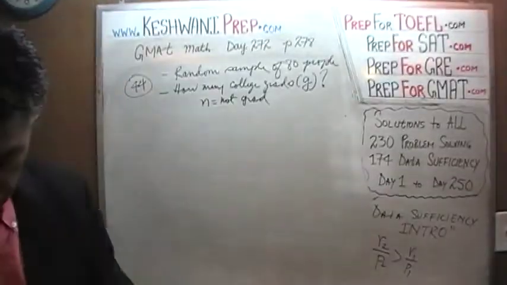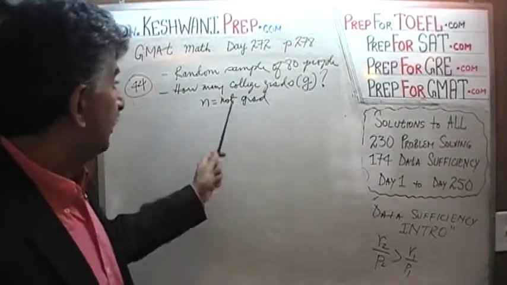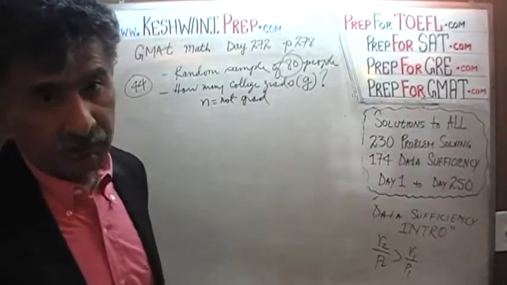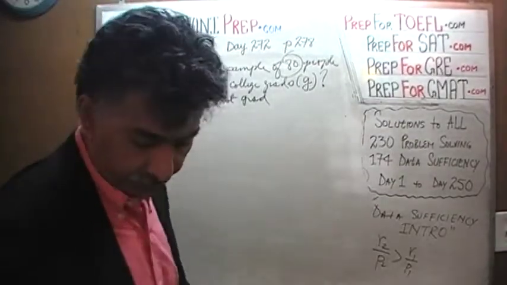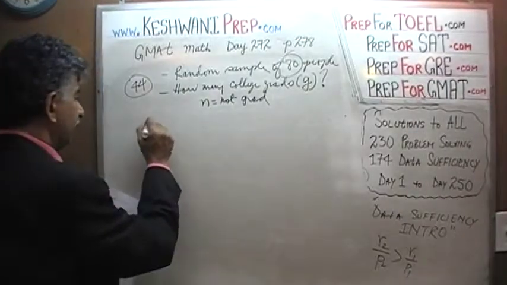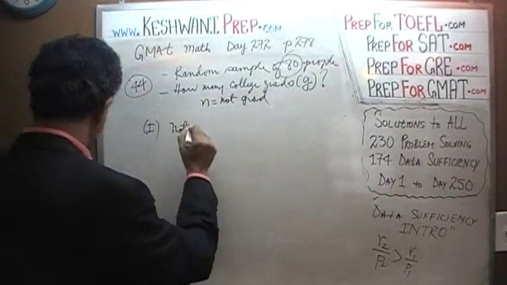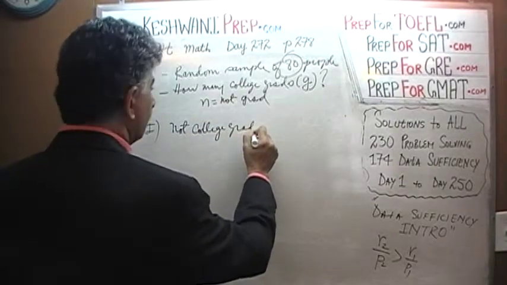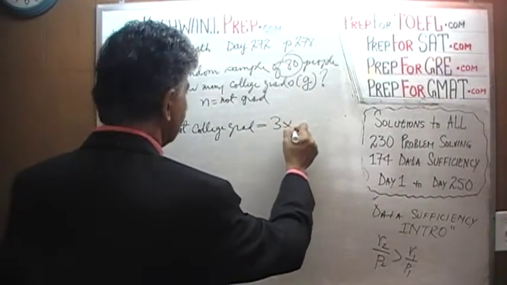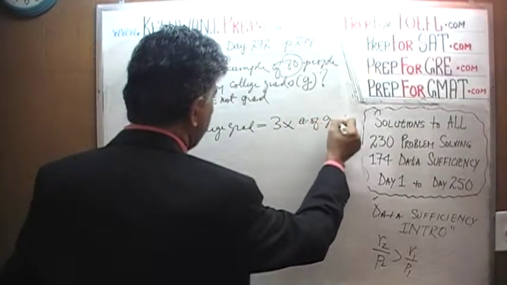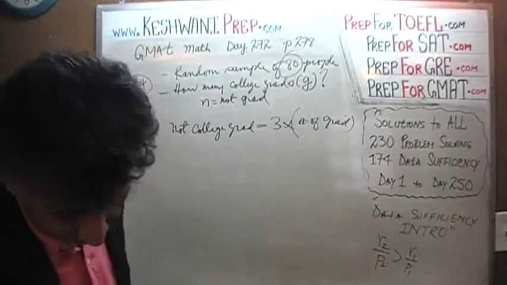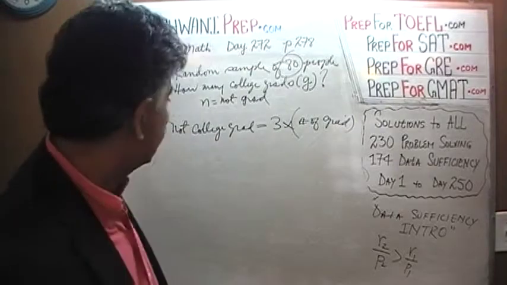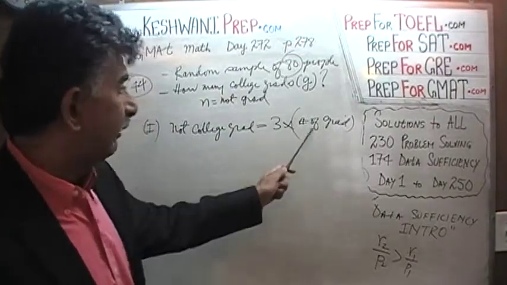In order for us to be able to answer this question, how many of them are college graduates in the survey of 80 people, we need to know something more about the survey. Let's see what we can find out. The first statement tells us that not college graduate is equal to 3 times the number of graduates. In the sample, the number of adults who are not college graduates is 3 times the number of graduates.